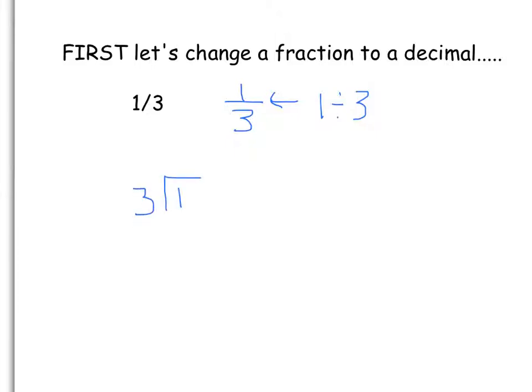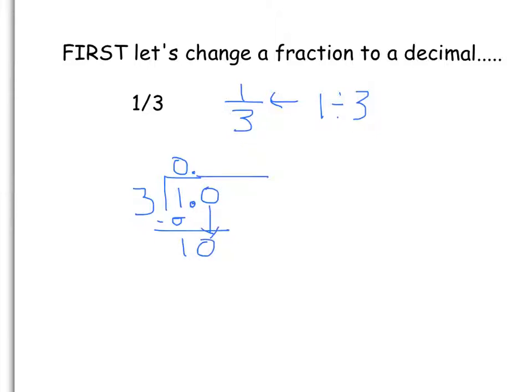3 goes into 1 0 times. Because we have no numbers, we can put a decimal, because 1 point is the same thing as 1. So we're going to put a decimal point there. 0 times 3 is 0, and we're going to subtract. Just a reminder on how to do long division. Then since there aren't any numbers, we're going to put a 0 and bring it down.